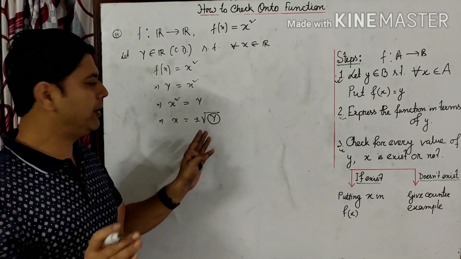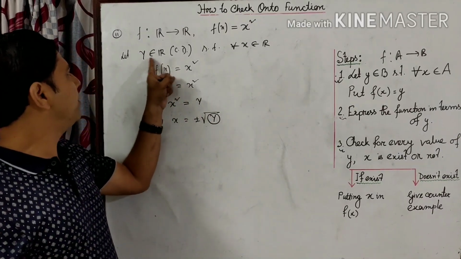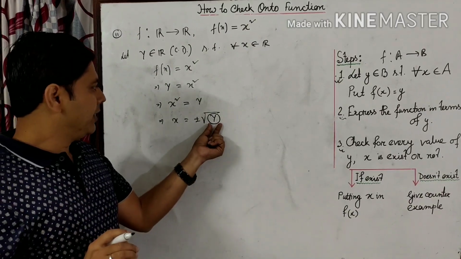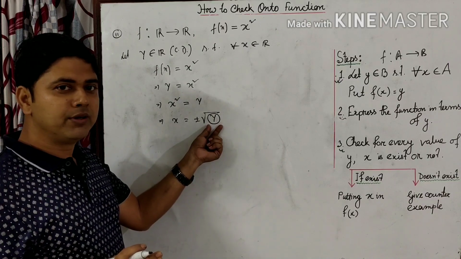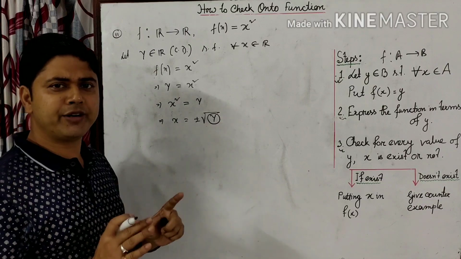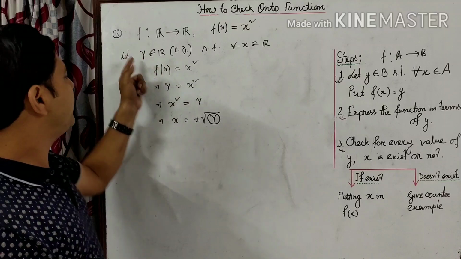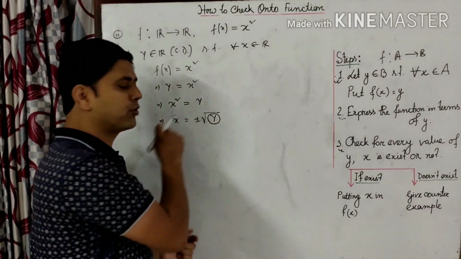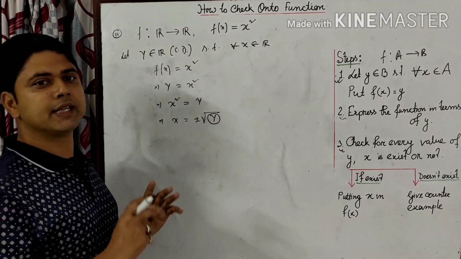You have to put 1, 2, 3, 4 and so on. If you put a negative value, y equal to negative is also possible. y belongs to R, where R means all the real numbers. If you consider y equal to -2, root over -2 is real or imaginary? Root over -2 is defined or undefined? Undefined. That means for every real value placed in y, x does not exist.